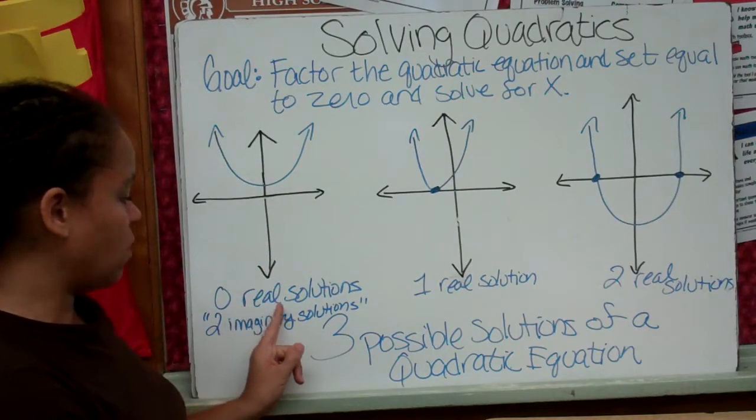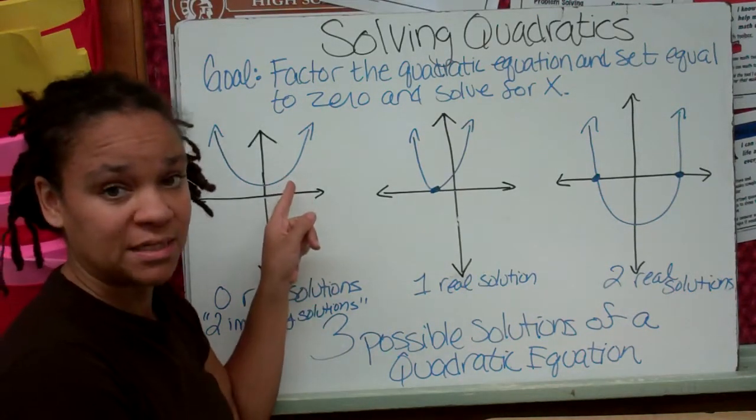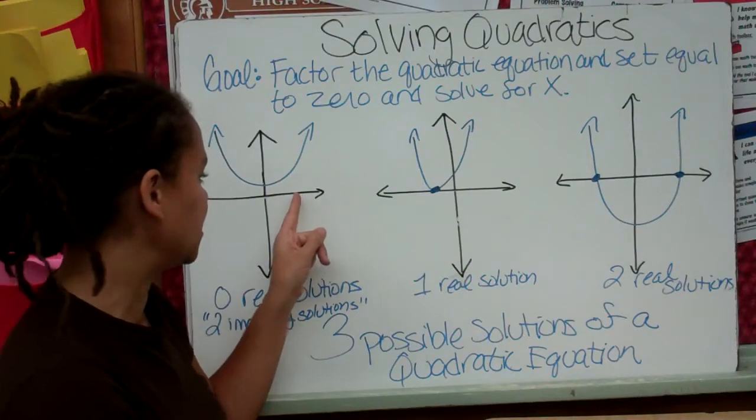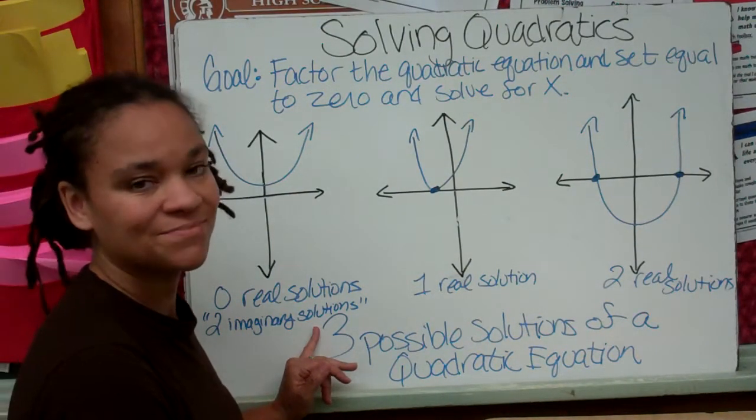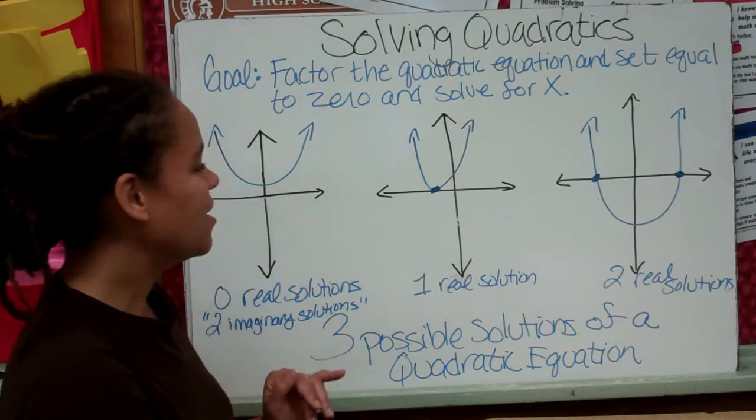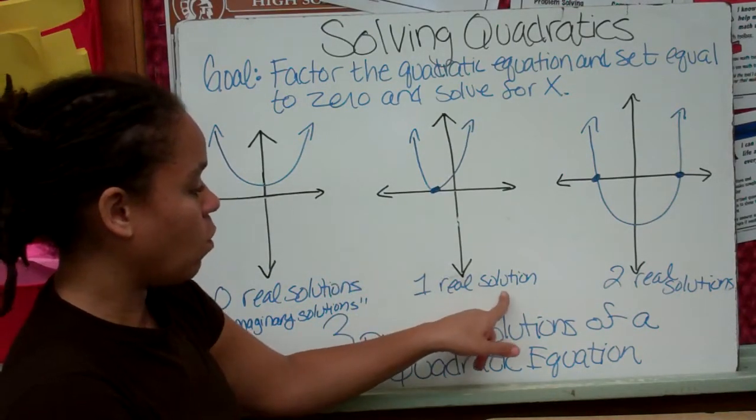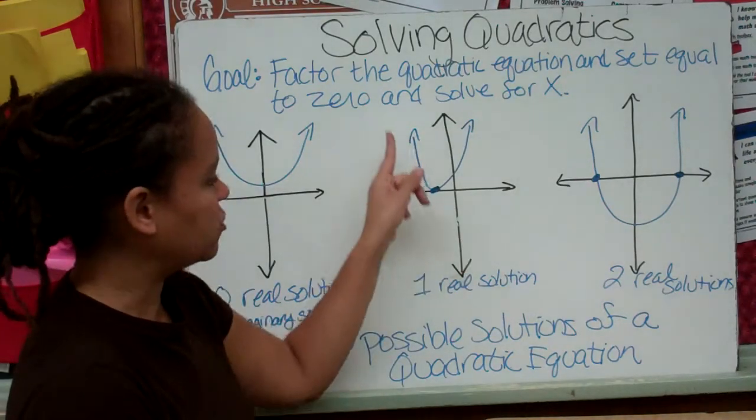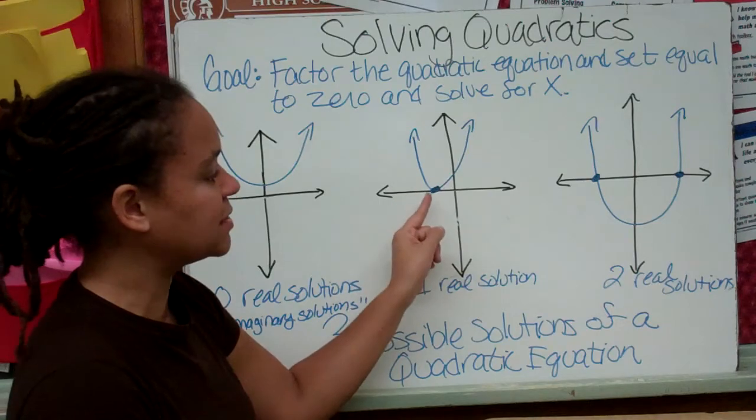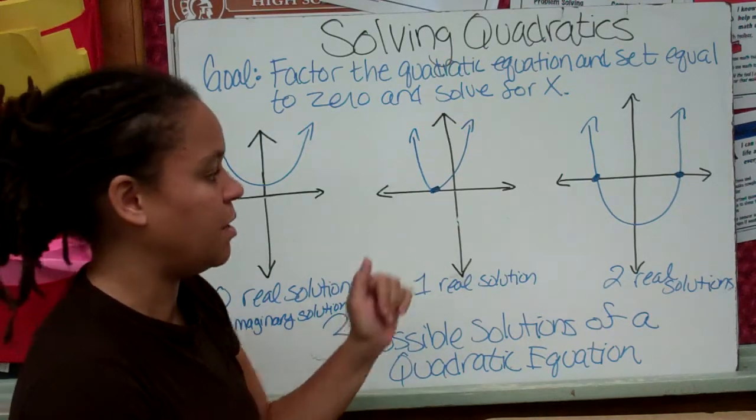Either there are going to be 0 real solutions, which makes sense because it never crosses the x-axis, which also means there are 2 imaginary solutions, going with the imaginary numbers. Then we could also have 1 real solution. It only touches in 1 point. It's called a double root. It actually goes down, touches the x-axis in exactly 1 point, goes back up.